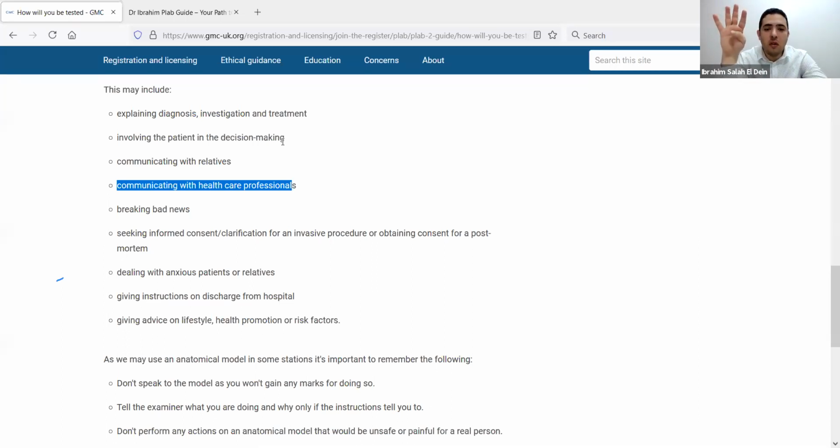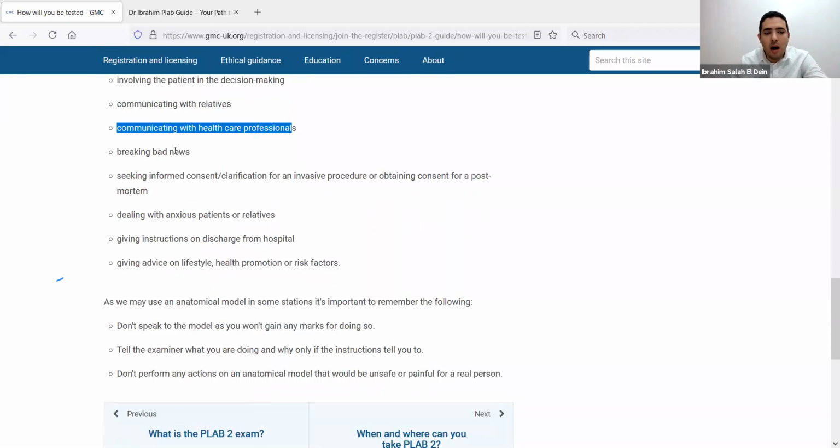For these people, you need to know the approach on how to deal with them, and actually it is a fixed approach, but it will have some little bit of difference from station to station. Also, breaking bad news is one of the skills, and it is one of the important skills in the exam, because you may have a station of breaking bad news, or you may have a medicine station and you will do breaking bad news. It could come as a part of the station.